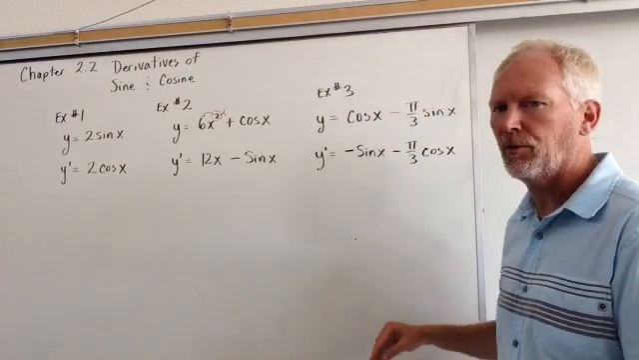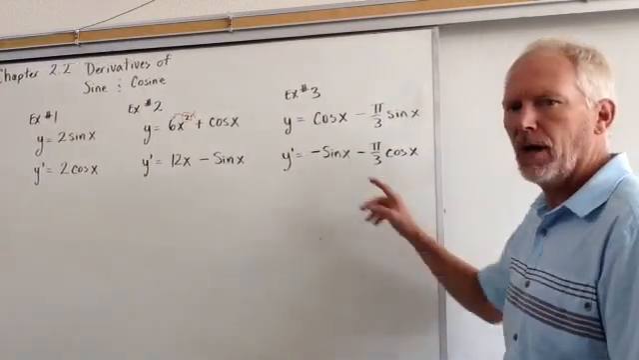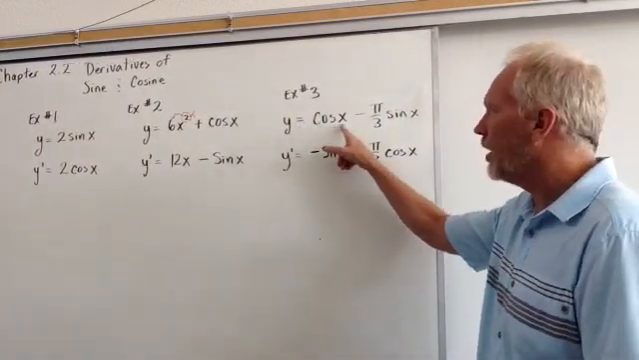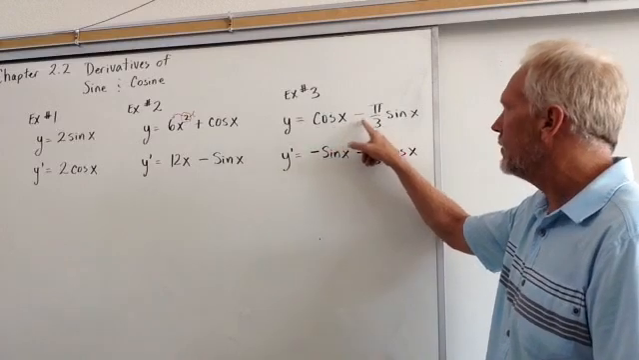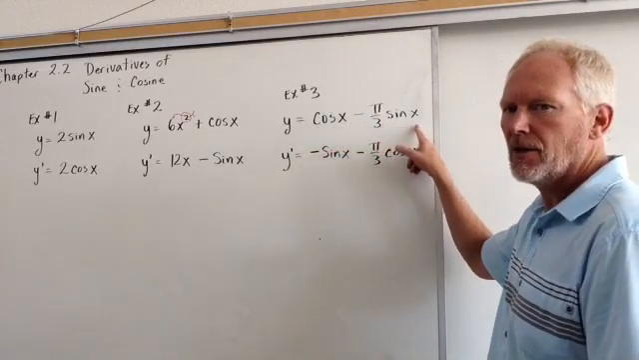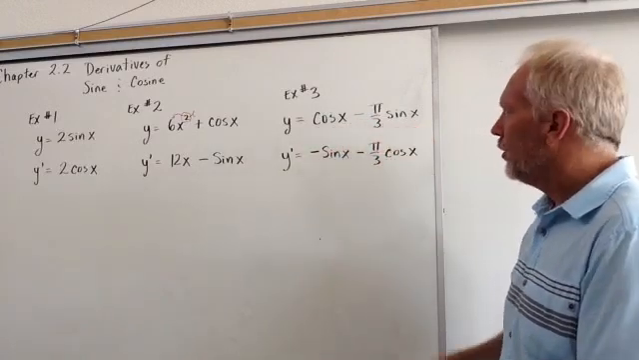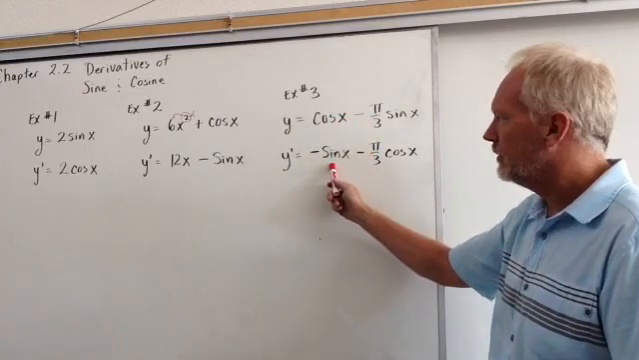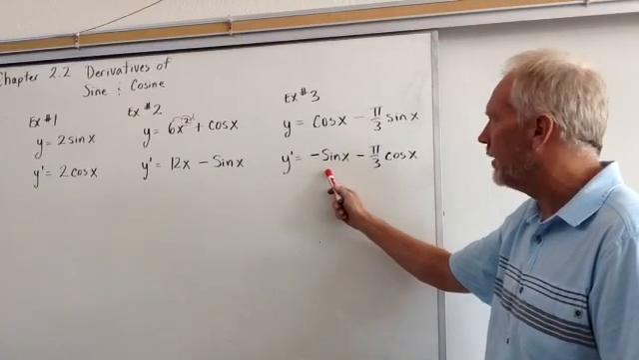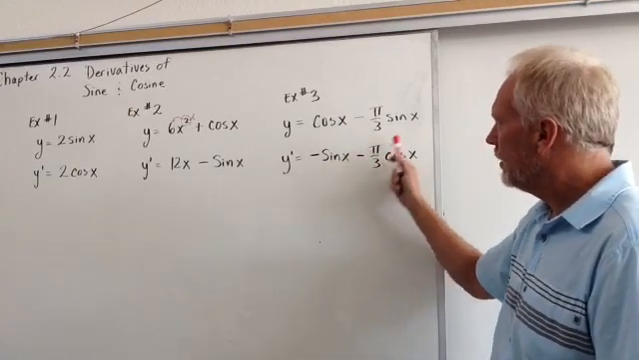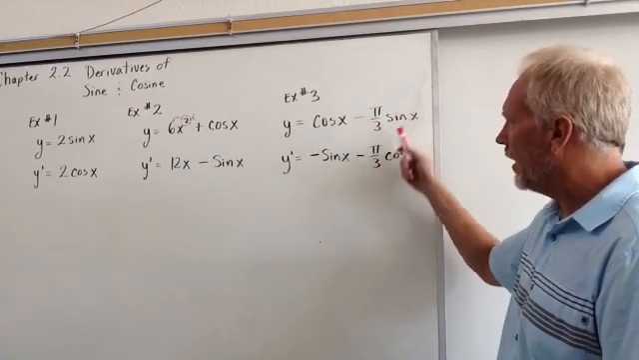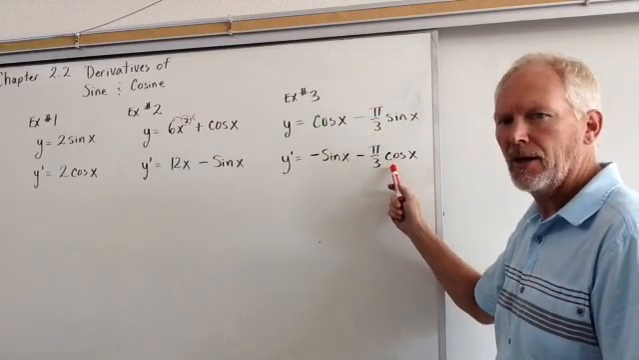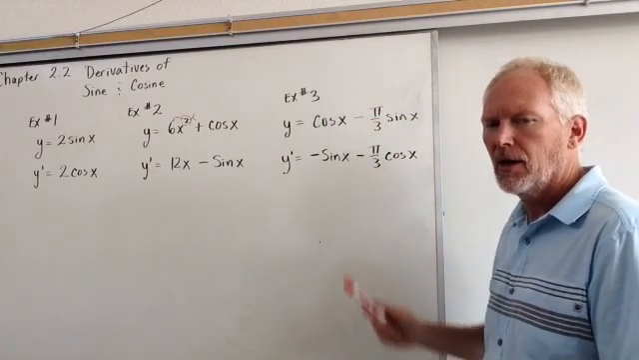All right, finally, example number 3. We have y equals cosine x minus pi over 3 sine x. All right? The derivative of cosine is negative sine. So that just takes its place. Minus pi over 3 sine x, the derivative of that is pi over 3 cosine x.